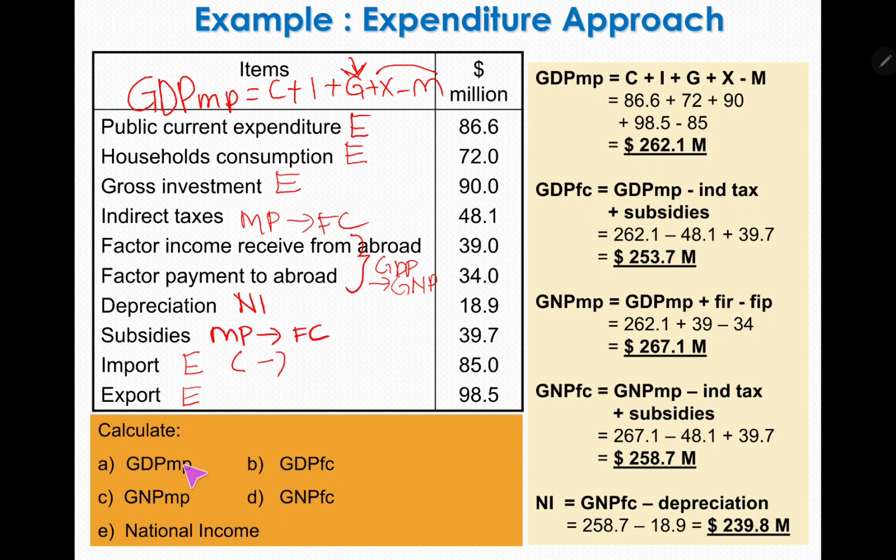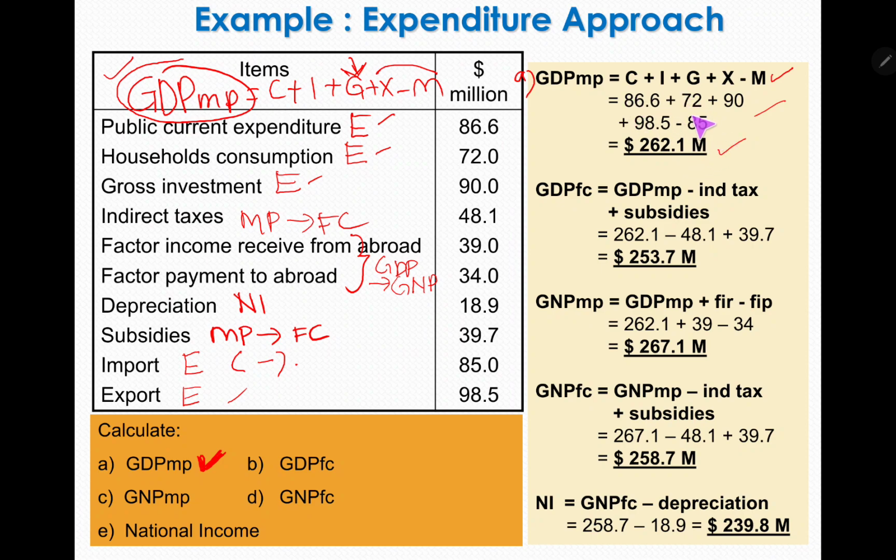So we can start with the first question, GDP MP. Remember, GDP MP, go to your first step, introduced for expenditure approach. Is it similar? Yes, because expenditure approach will always start with GDP MP, and same goes to the first question asking you about GDP MP. So you can straightaway apply the formula C plus I plus G plus X minus M, and whatever you have denoted as expenditure, you plus everything except for the import, and you can solve this. You will get the answer for GDP MP equals 262.1 million.